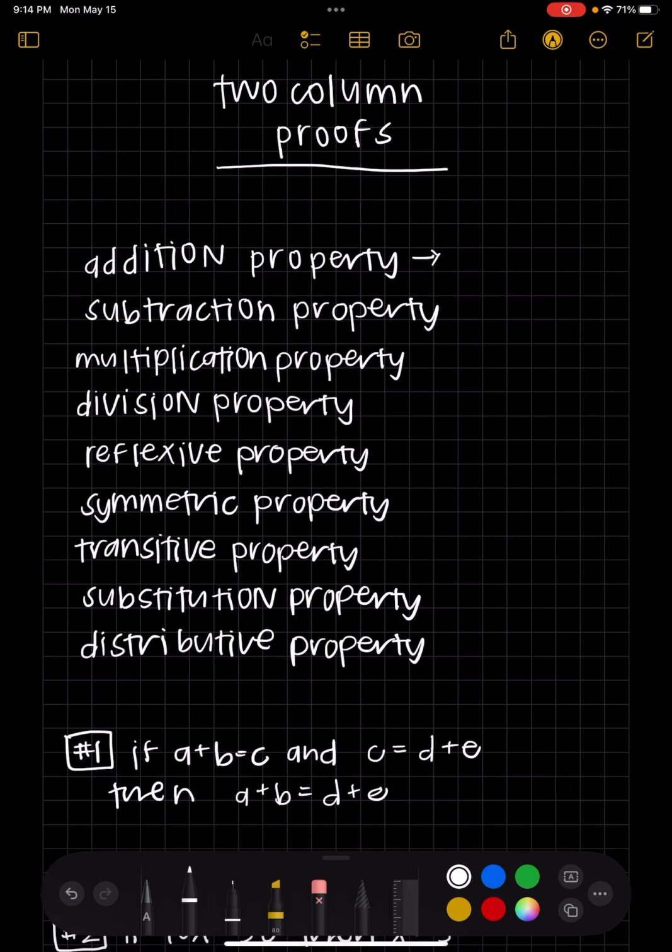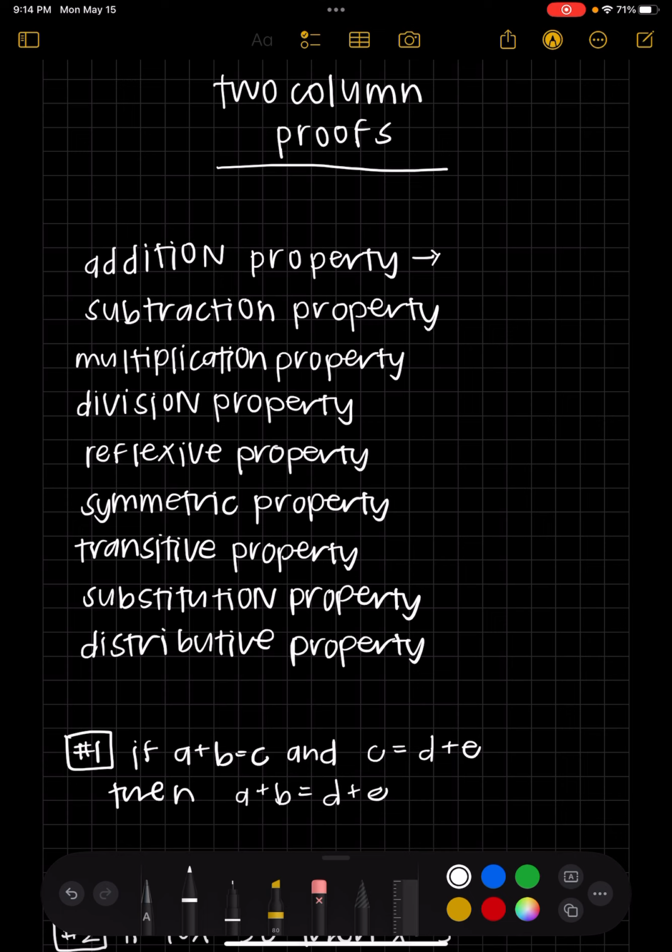The next one is called the symmetric property, which says that if A is equal to B, then B is equal to A, which just says that I can flip-flop where they are. They can be on the left side of the equal sign or the right side of the equal sign, and it would still be the same. Then we have the transitive property of equality, which says that if A is equal to B and B is equal to C, then A is equal to C.